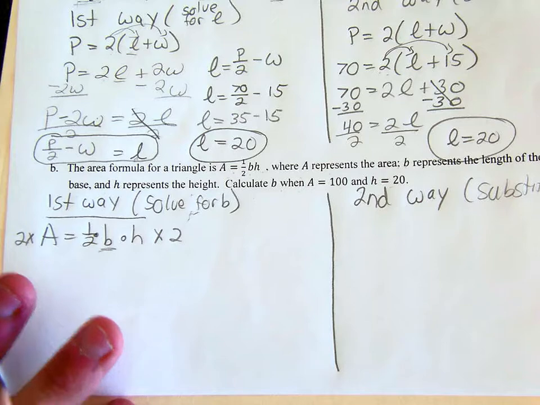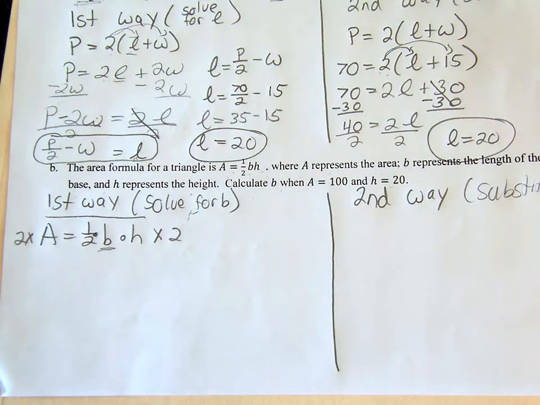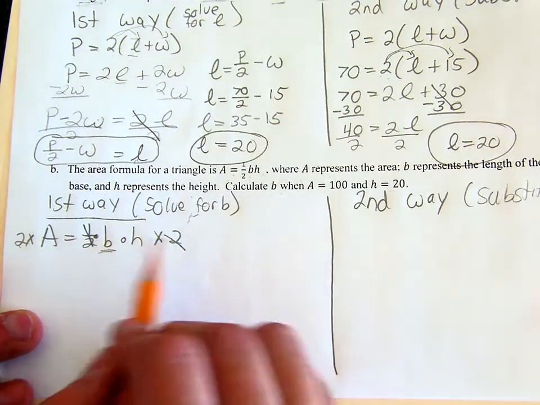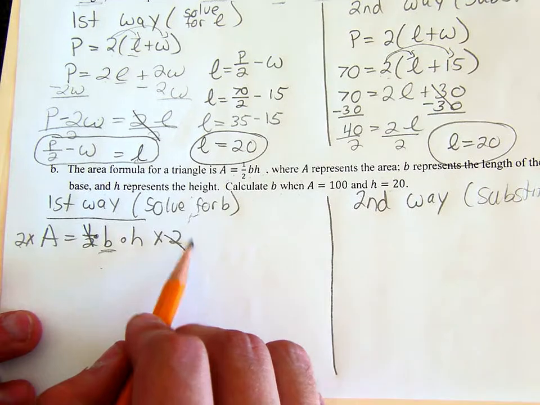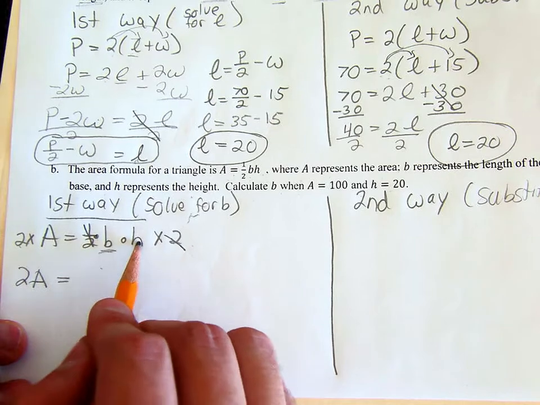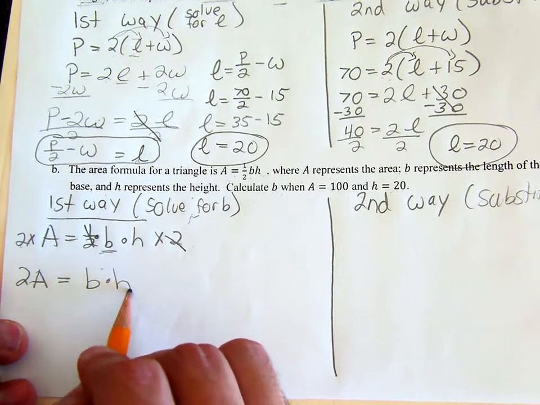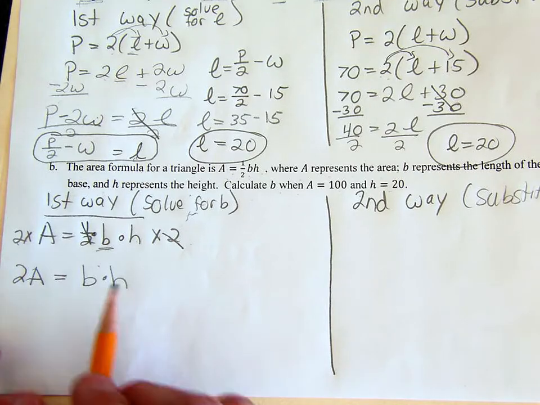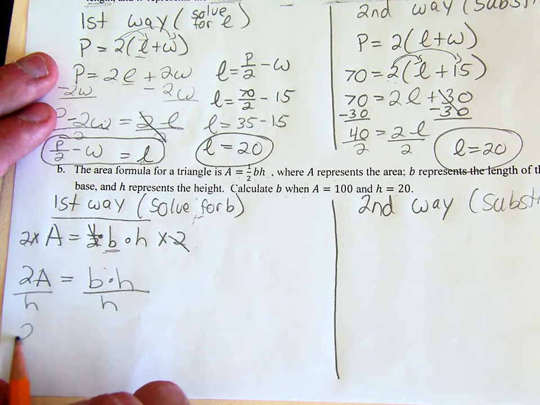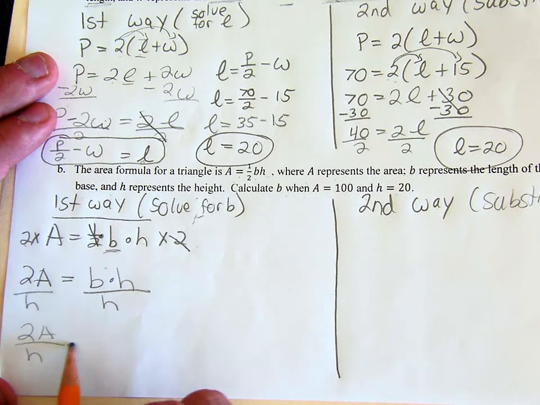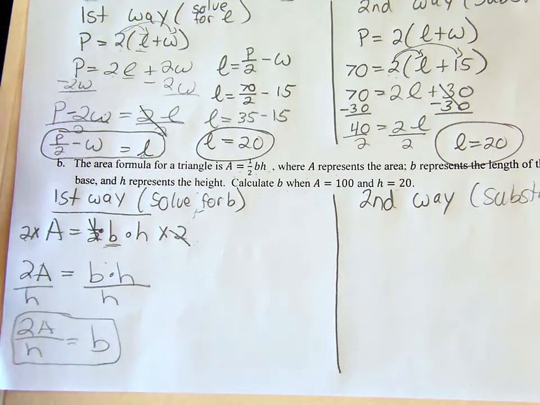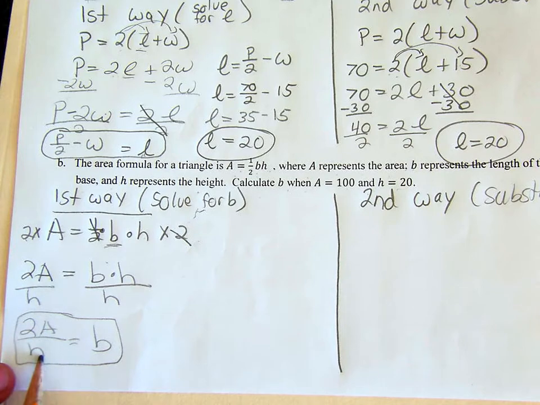In order to do that, we said we're going to multiply both sides by 2, because that will get rid of this 1/2. 1/2 will cancel with 2. So on this side we're going to have 2 times A, or 2A, is equal to base times height. Now if we want to get base by itself, all we have to do is divide by the height. So we'll have that 2 times the area divided by the height is equal to the base. Now we have that formula.